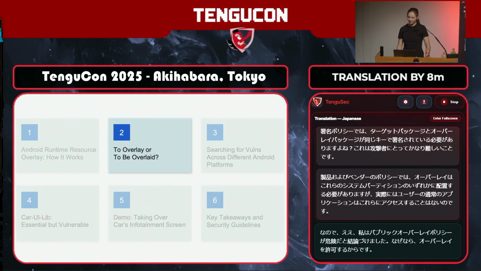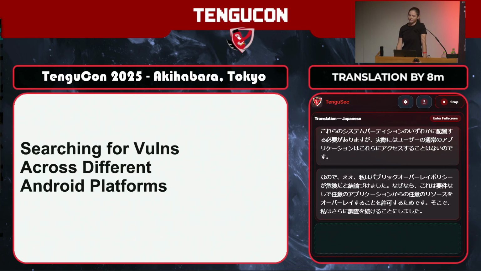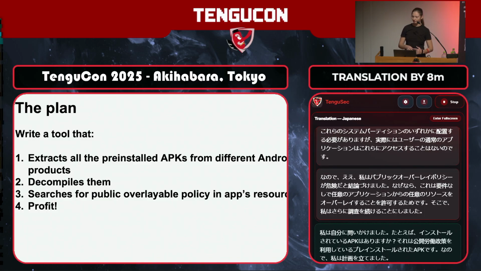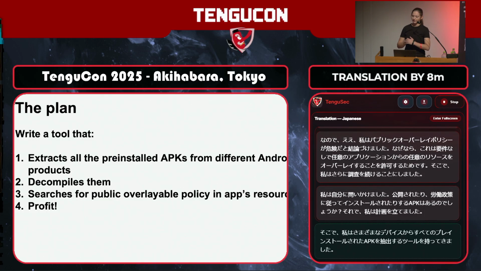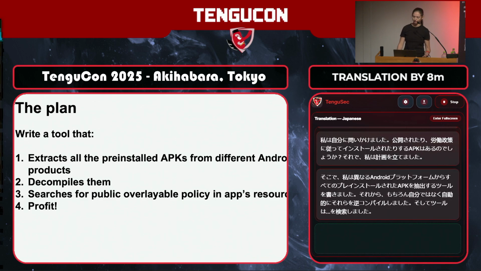So I decided to research further, and I asked myself, are there any pre-installed APKs that use the public overlay policy? So I put together a plan. I wrote a tool that extracted all the pre-installed APKs from different Android platforms. Then I decompiled them, automatically, of course, not by myself. And then the tool searched for the public overlay policy. If it found any, all these apps could be considered vulnerable.